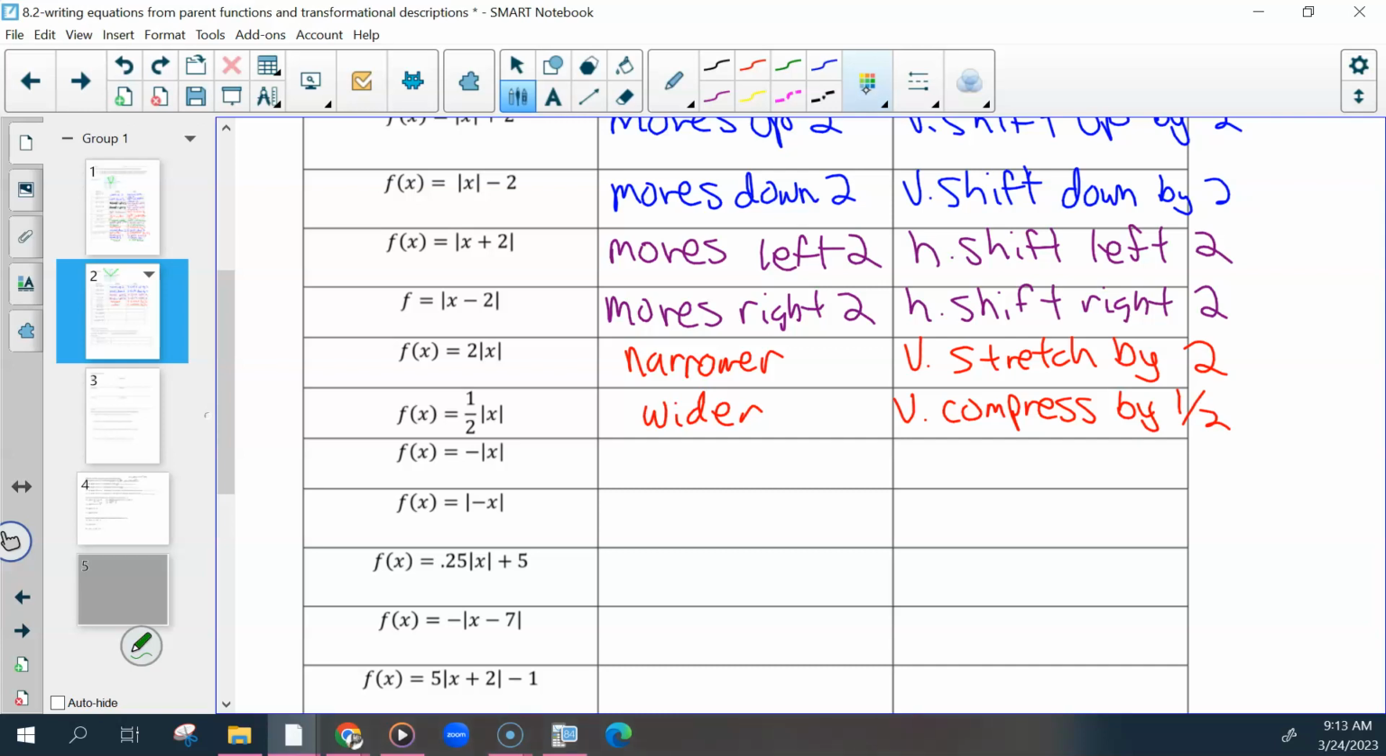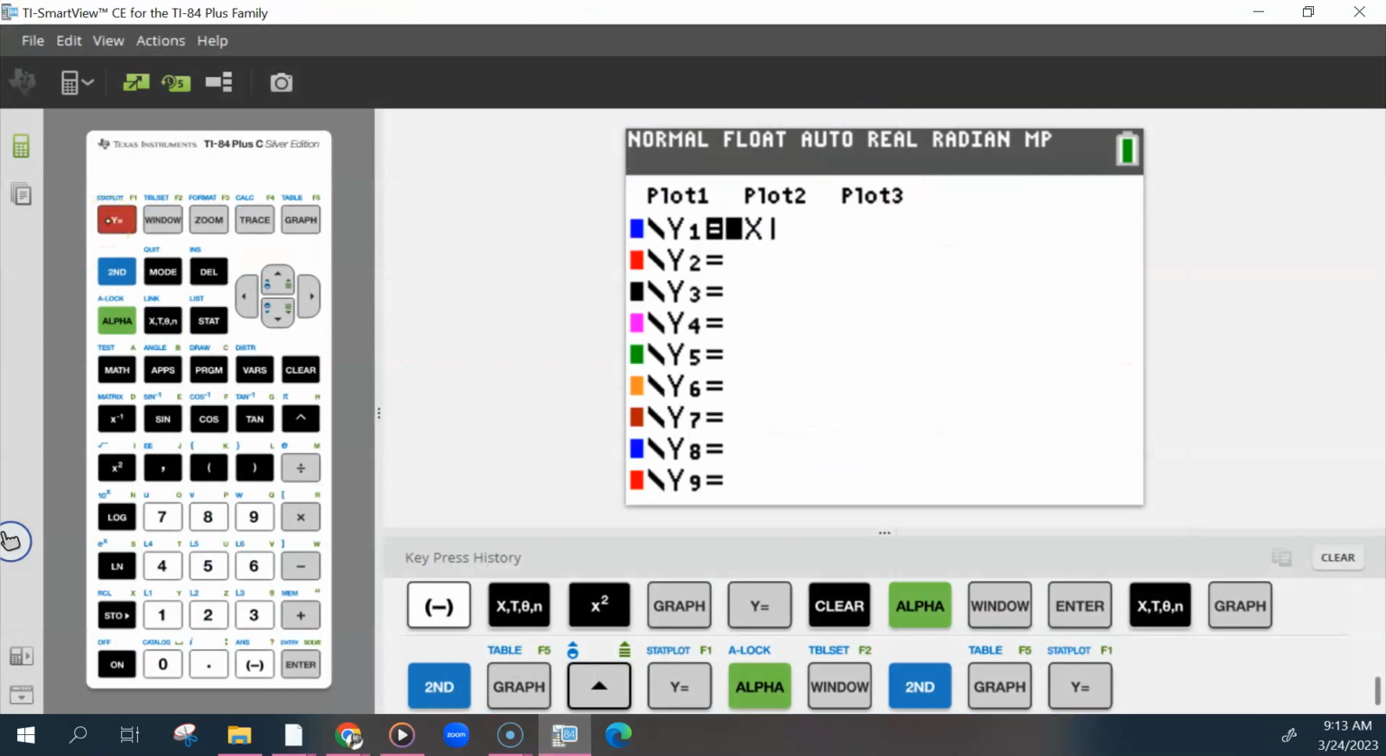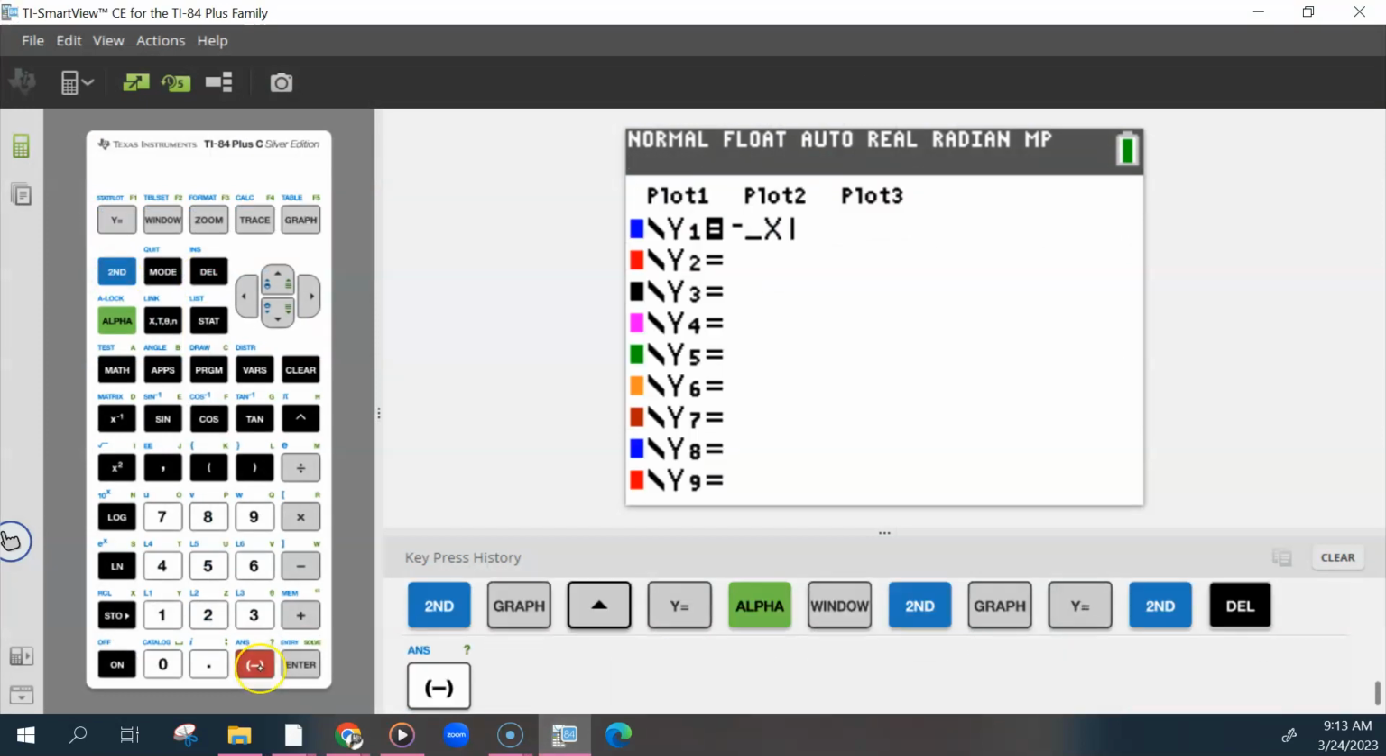Flip. And that rule? Horizontal compression. Not compression, reflection. Horizontal reflection, but not horizontal. Vertical reflection. Now this next one I'm going to graph so you can see what happens, but you probably can guess what happened.